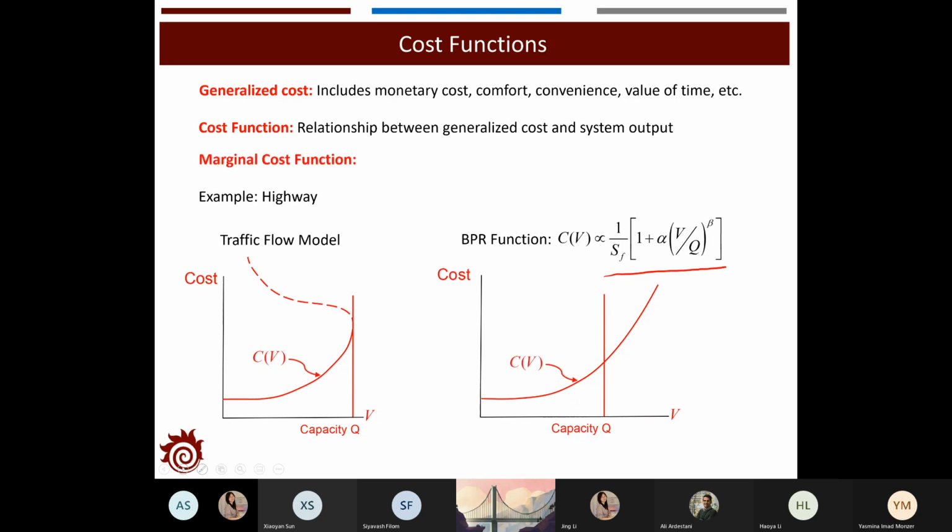And with the cost function, you can also find the marginal cost function. This is just the first order derivative of the cost function. So if we are provided with the cost function, you can easily show the marginal cost function. This shows the potential ratio of increasing the volume with respect to the increase of the cost. So those are the three important definitions about the cost function.